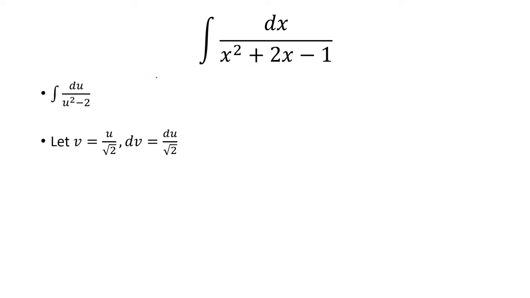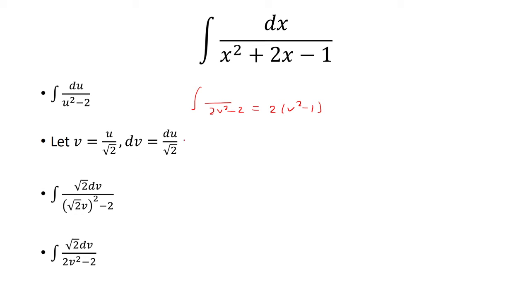And the whole idea is, if I can transform the bottom as like 2v squared minus 2, I can factor the 2 out and get v squared minus 1. Okay, so here, we solve for du and get du is root 2 dv, and then solve for u here, we get root 2 v. Okay, so this is u, and this thing is du. So if I square the root 2, I get 2. Square the v, I get v squared.